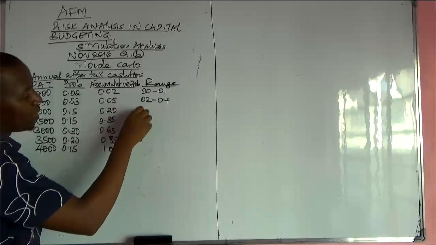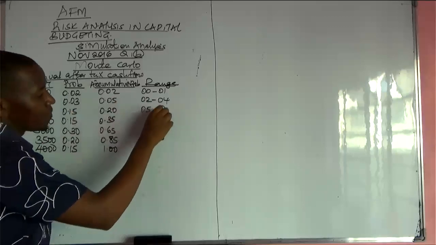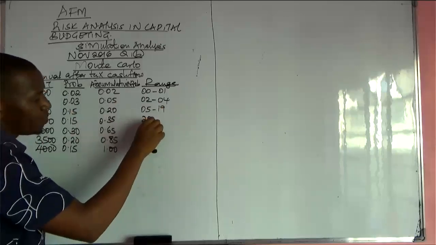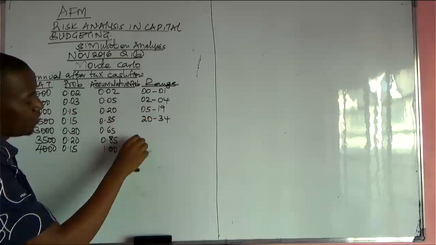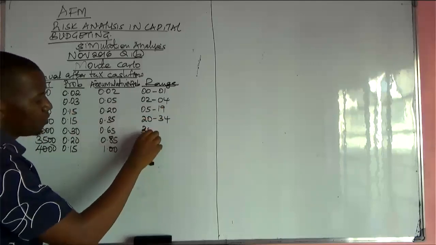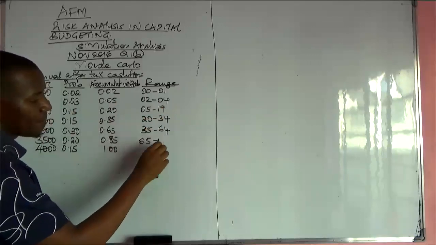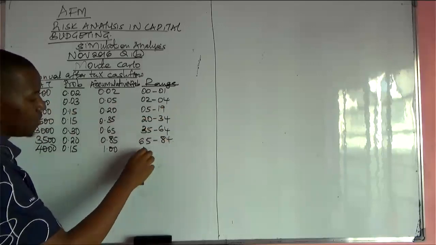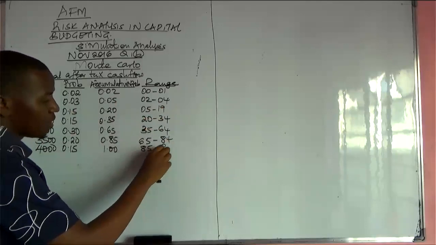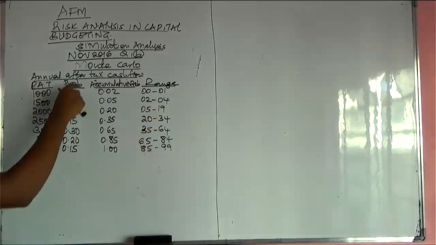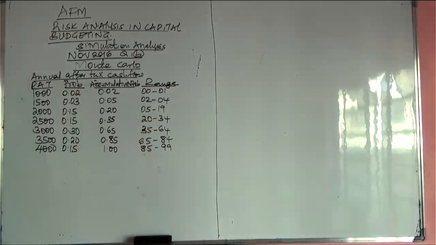And then next is 0.5 to 19. Sindio? This is 20 to 34. 35 to 64. 65 to 84. And this is 85 to 99. That is the Monte Carlo for annual after tax cash flows.